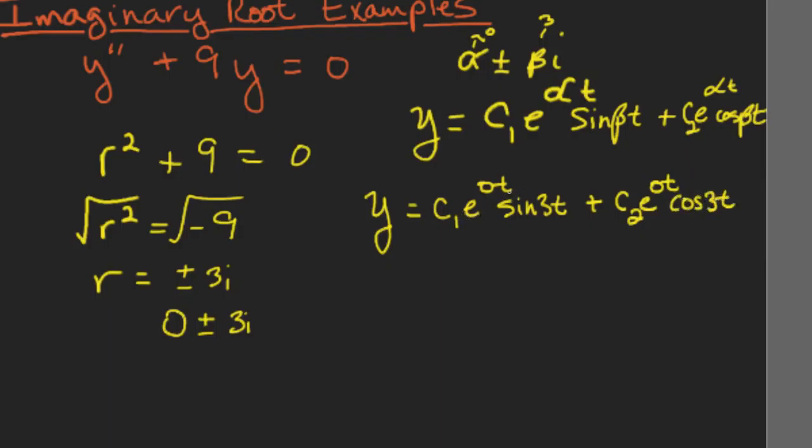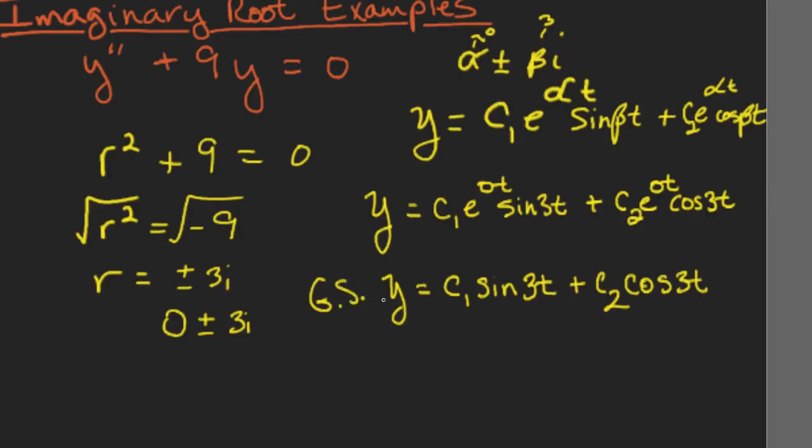At this point what happens is the e to the 0t all goes to 1, and you're just left with a purely trig general solution. Again, you could be given initial conditions and asked to solve for c1 and c2 and find your particular solution. We are not going to do that in this one. We're going to stay with the general solution.